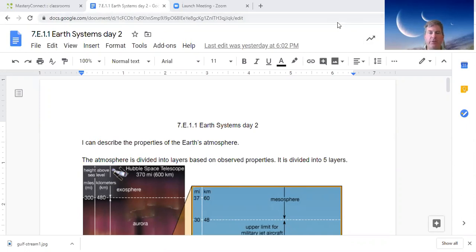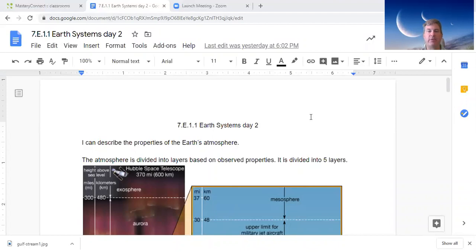So once again, we are still recovering from a week off for spring break, but I'm hoping you guys are starting to get back into the swing of things. And so as we do, we're going to hit day 2 here. So 7.E.1.1, as you can see on our screen of our Earth system, day 2 says I can describe the properties of the Earth's atmosphere.